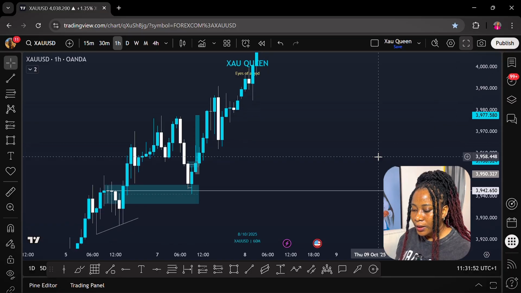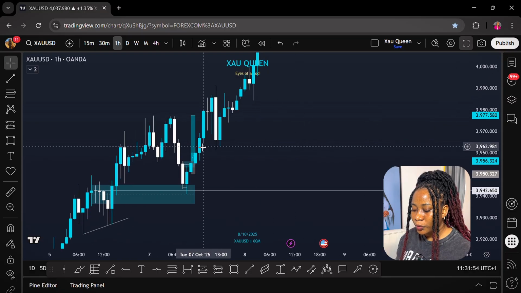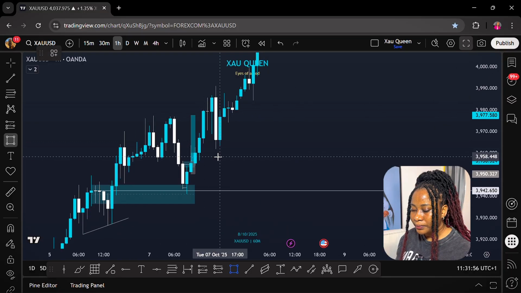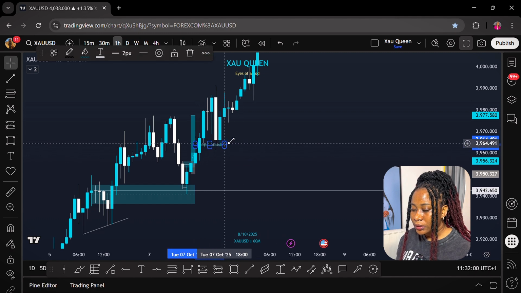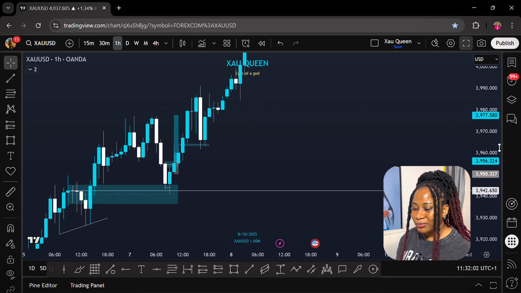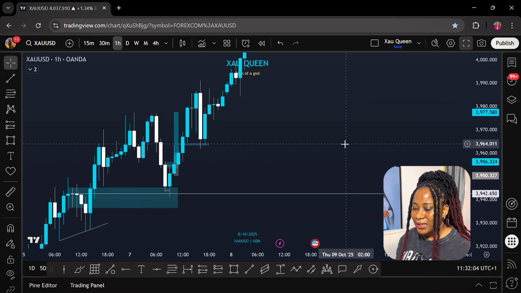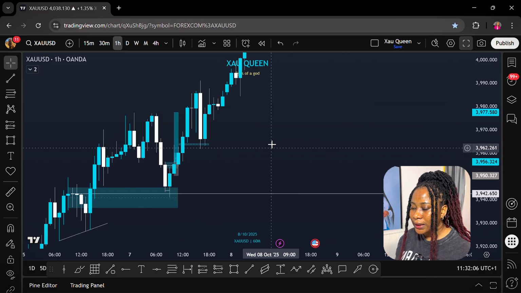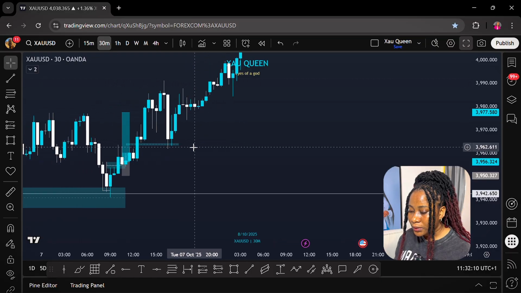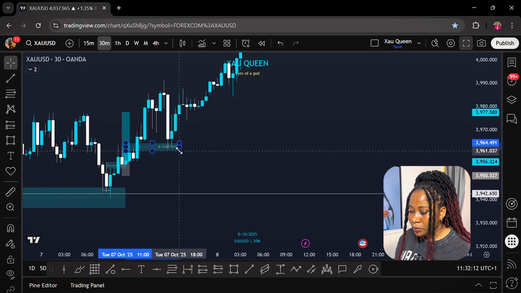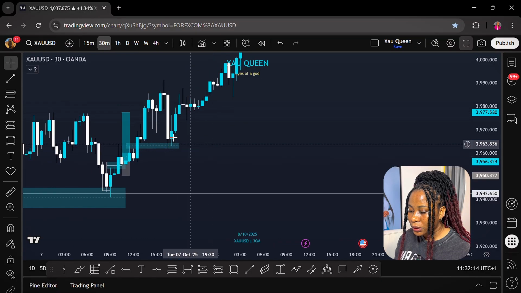So here you can see price used this 1 hour FVG here. Oh my dear, I missed the trade as well. I know you missed it. Let's leave that. Gold is practically being crazy. But it's fine. We understand. So the FVG was small on the 30 minutes.